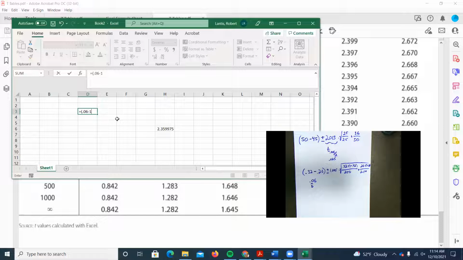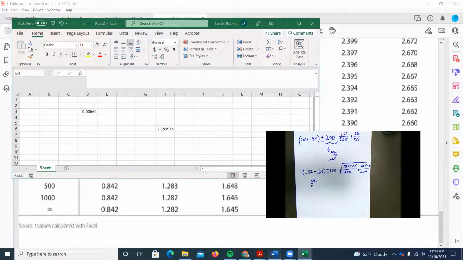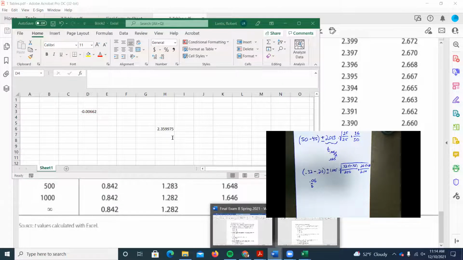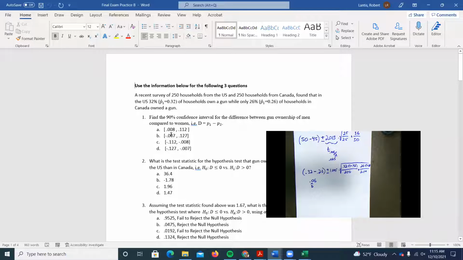0.06 minus 1.645 times the square root of 0.32 times 1 minus 0.32 divided by 250 plus 0.26 times 1 minus 0.26 divided by 250. Right? So negative 0.007 approximately. So I go back here, negative 0.007. I don't even have to really calculate the upper bound here. Just calculating one of them allows me to identify the correct answer.